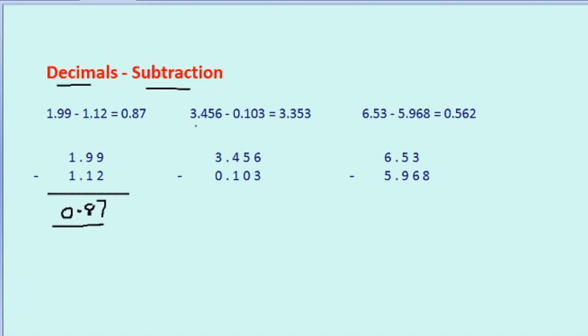Next, 3.456 minus 0.103. Okay. So 6 minus 3, 3. 5 minus 0, 5. 4 minus 1, 3. Put a decimal point here after the decimal. 3 minus 0, 3. So the answer will be 3.353.